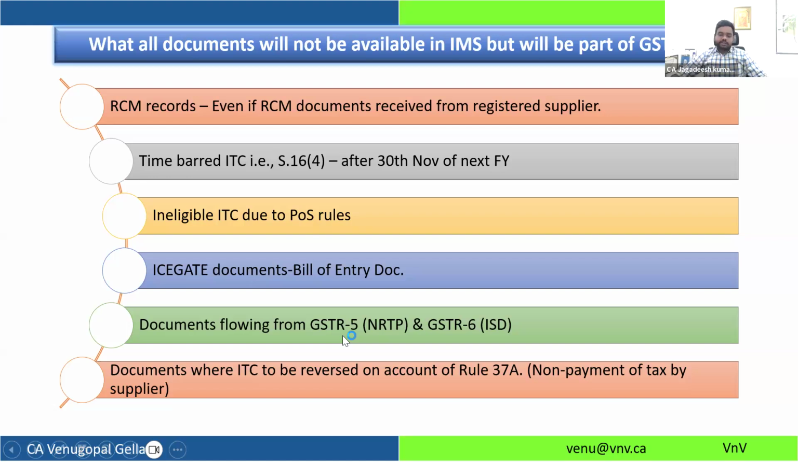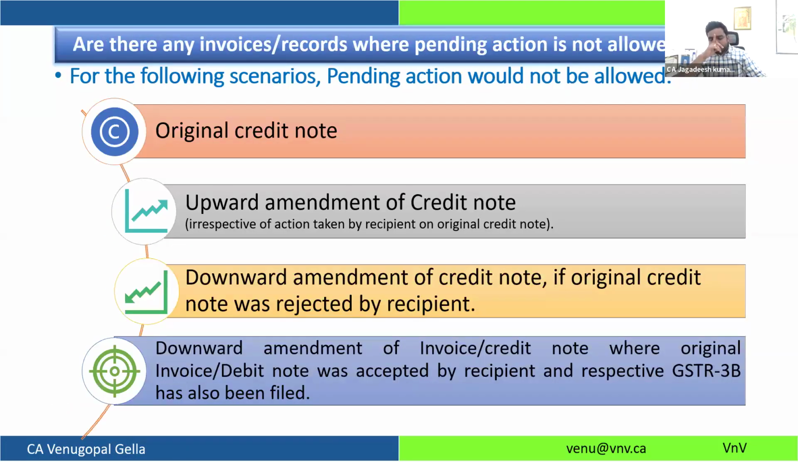Documents flowing from NRTP and ISD. NRTP means non-resident taxable person, and ISD means input service distributor. If I receive any ITC from an NRTP or ISD, it will also not form part of my IMS, but will go directly to my GSTR-2B. And documents for ITC to be reversed on account of Rule 37A, that is non-payment by the taxable supplier. In that case also, it will not form part of my IMS.